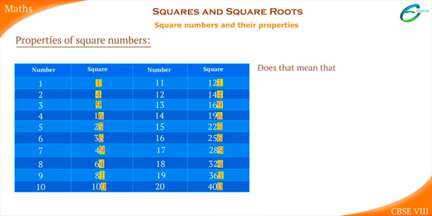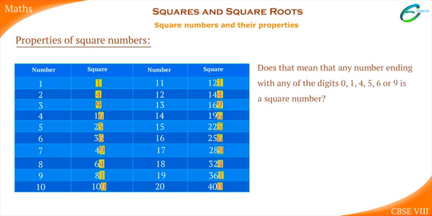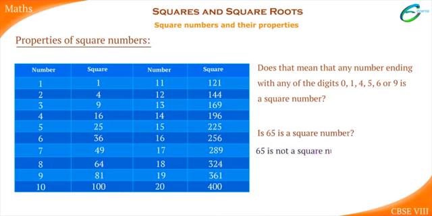Does that mean that any number ending with any of the digits 0, 1, 4, 5, 6 or 9 is a square number? No. All the numbers ending with 0, 1, 4, 5, 6 or 9 are not square numbers. Is 65 a square number? 65 ends with the digit 5, but it is not a square number.